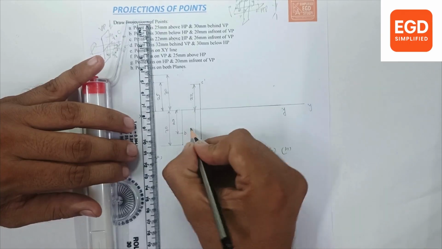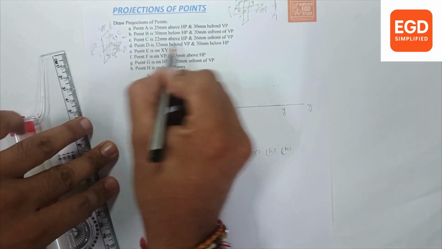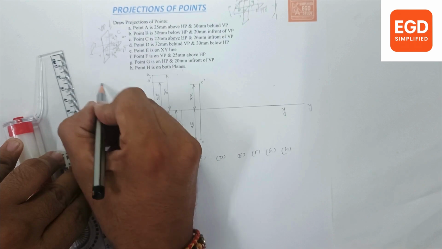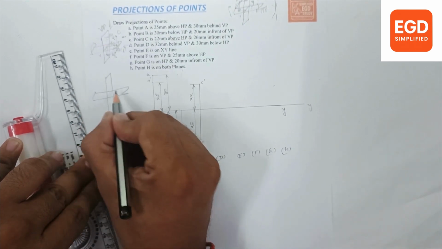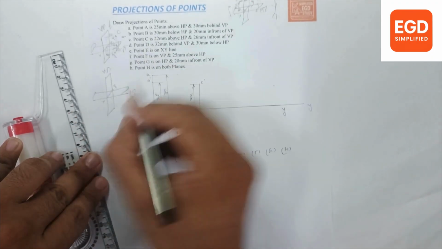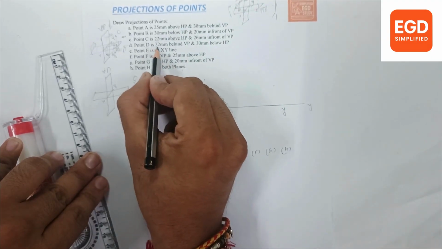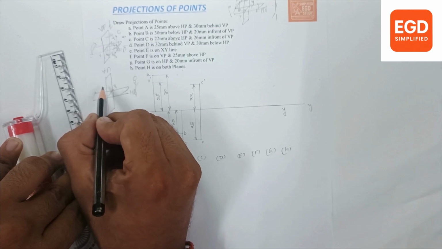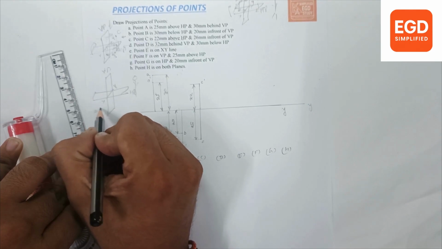This is 22 mm. This is 26 mm. Point D is 32 mm behind VP. Behind VP. XY line, HP, VP. We are here. Point D is 32 mm behind VP and 30 mm below HP. Means our point D is here.